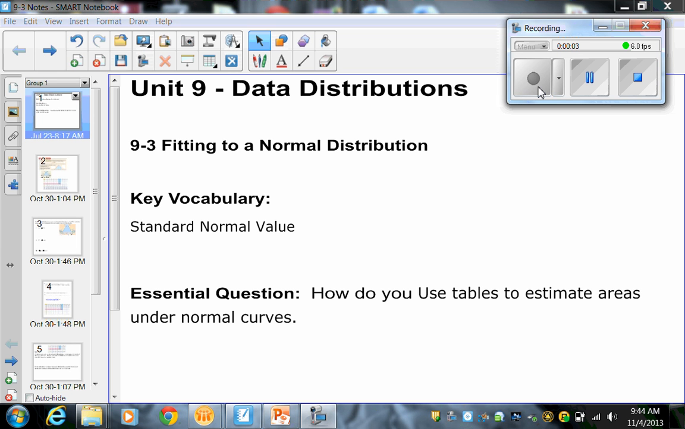This is the video for accelerated geometry on section 9-3 on fitting to a normal distribution. Key vocabulary in this section is standard normal value. The central question is, how do you use tables to estimate areas under normal curves?